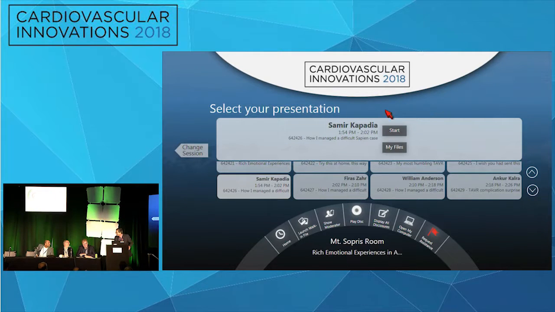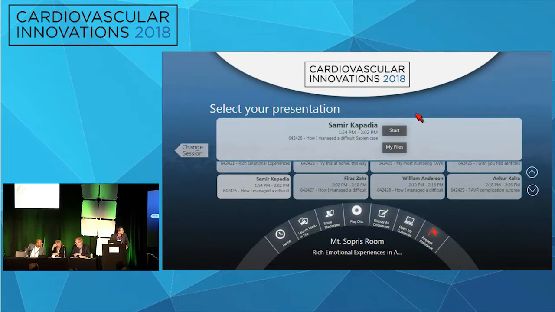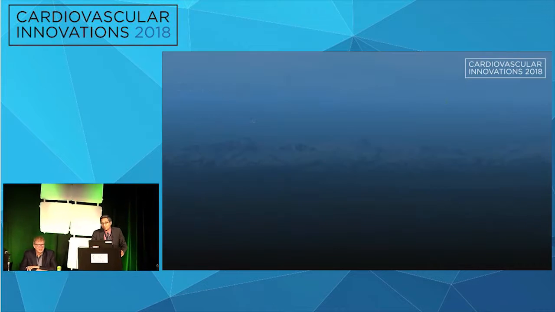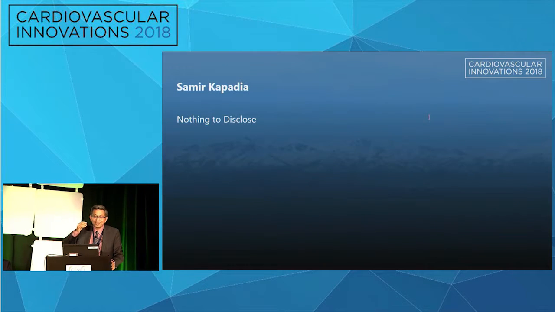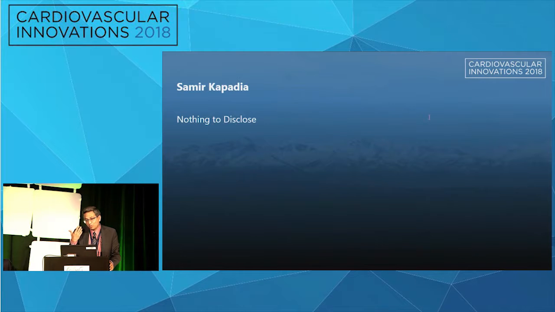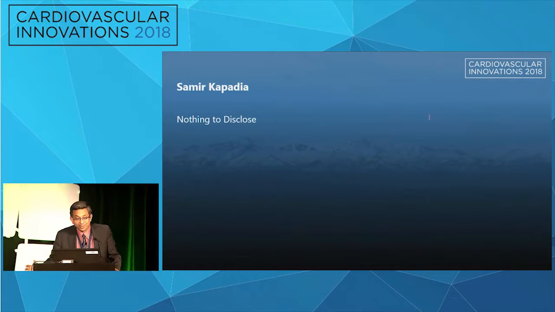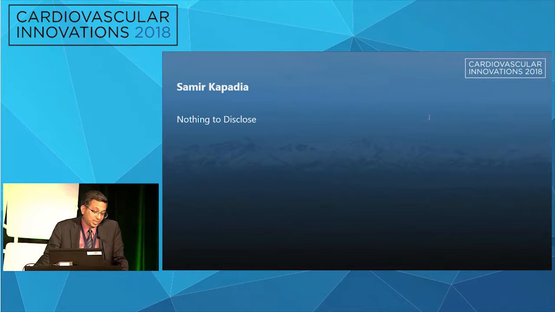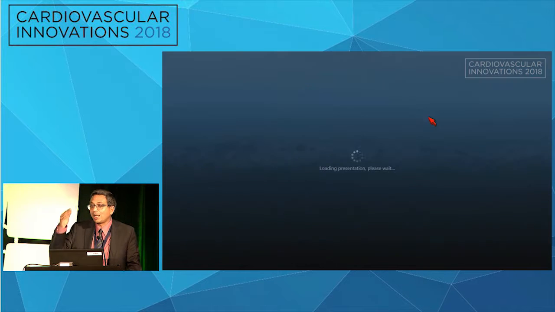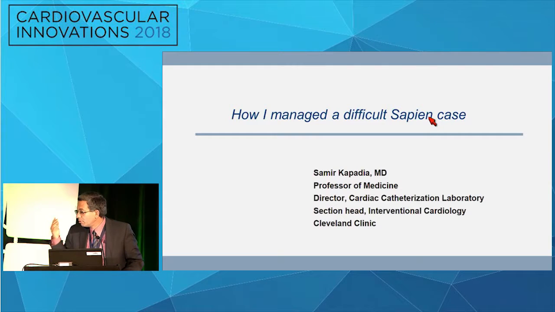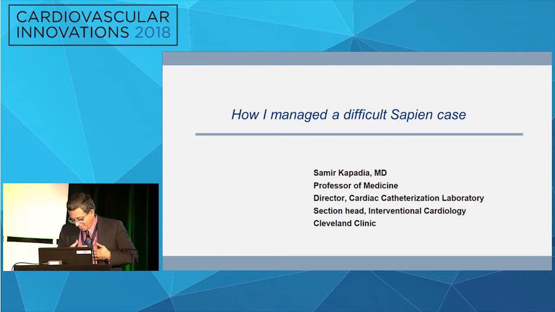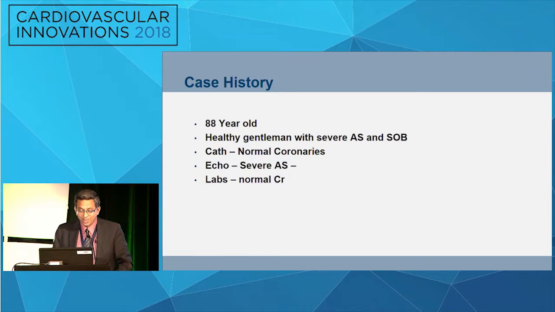So I was saying in the morning that there is no difficult Sapien, because if it is difficult, you have to be somehow missing something. That means you messed up, because otherwise, if you plan ahead of time, it shouldn't be difficult. So this is my disclosure to begin with. This is an 88-year-old, relatively healthy gentleman, and I'm showing you everything to see if you can figure it out.